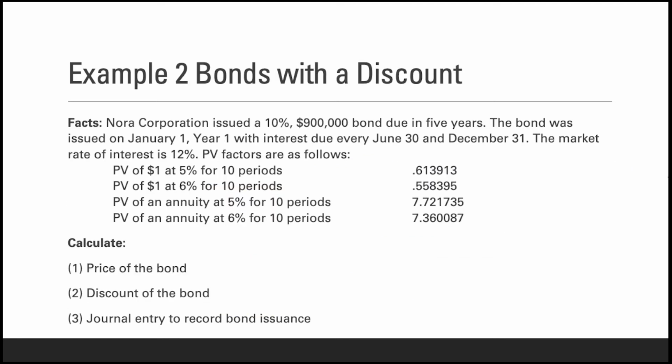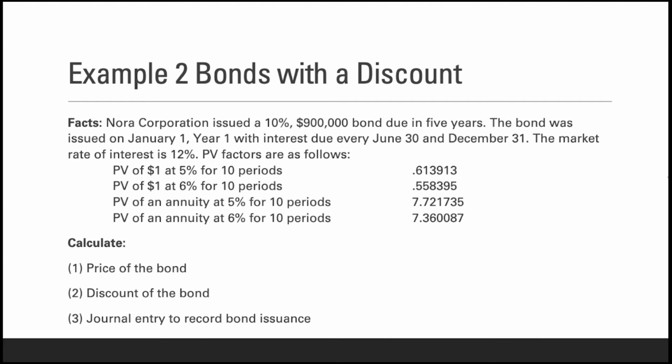So jumping into our second example here, what do we do if the bonds are issued at a discount? So, reading the problem, Nora Corporation issued a 10% $900,000 bond due in 5 years. The bond was issued on January 1, year 1, with interest due every June 30th and December 31st. The market rate of interest is 12%, and of course it gives us a list of corresponding present value factors.